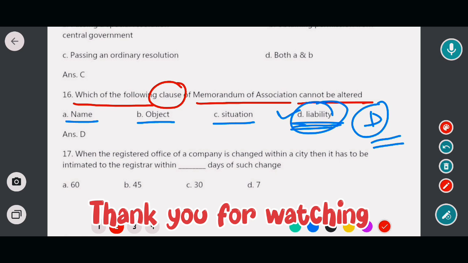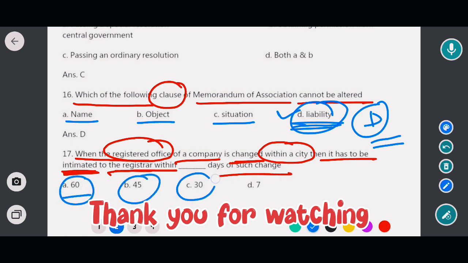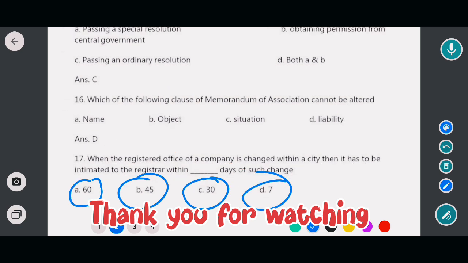So the last question is, when the registered office of a company is changed within a city, then it has to be intimated to the registrar within how many days of such change. Options are option A 60, option B 45, option C 30, and option D 7. So in this case the correct option would be option C, that means within 30 days. Okay, so in this case the correct option would be option C.